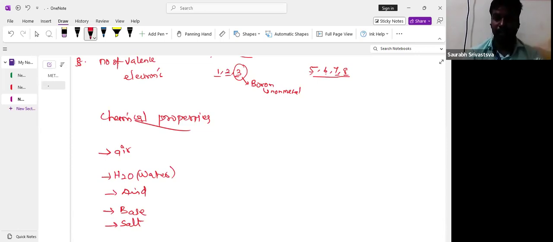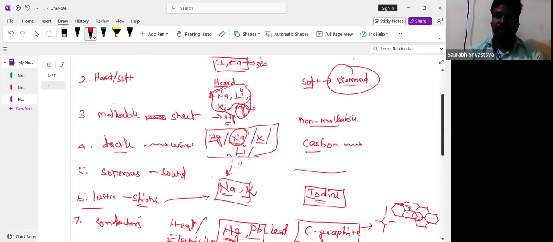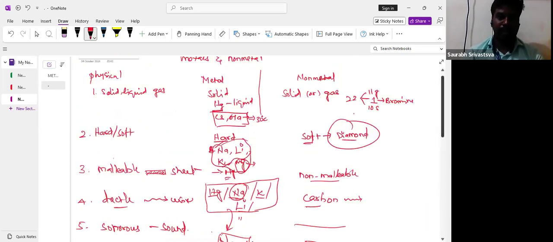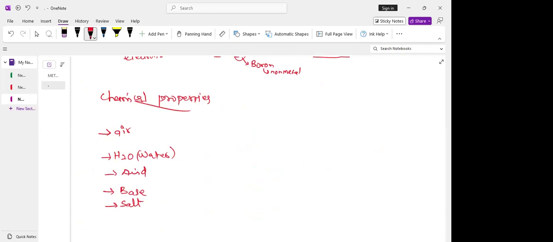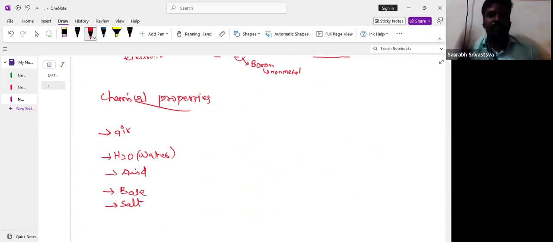And we have one doubt also. What is the doubt? When you see the physical properties, sodium and potassium are an exceptional case everywhere. In all the physical properties, they are exceptions. It behaves like a non-metal in physical property. Then why should we keep sodium and potassium as metals?